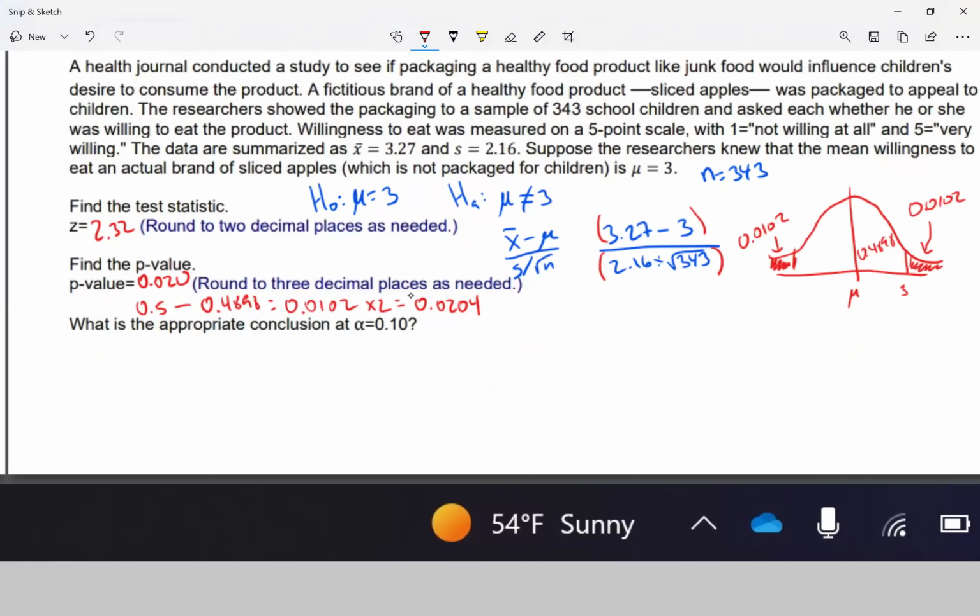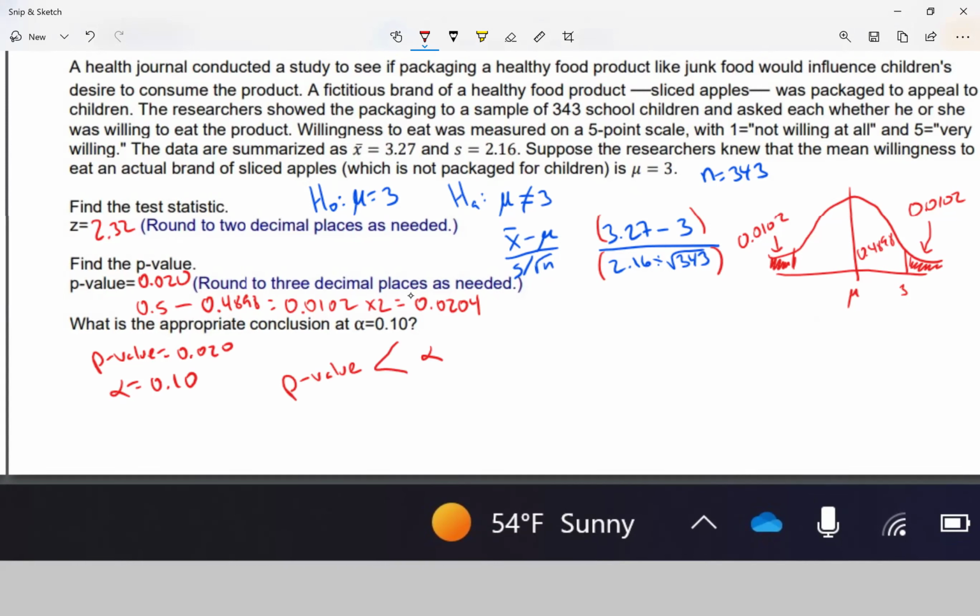Okay. So again, I know my p-value now is 0.020. Which one is bigger? I mean, my alpha. I don't have to check my mu here. My alpha, because what is the proper conclusion for alpha to be 0.10? Let me write this down. P-value and alpha. Which one is bigger? 0.020 or 0.10? Yeah, alpha's bigger, right?